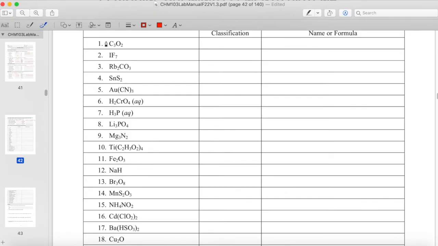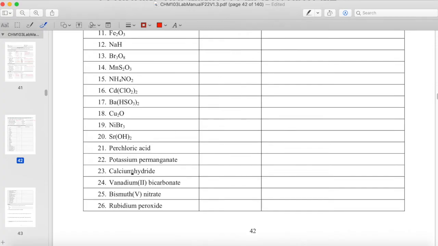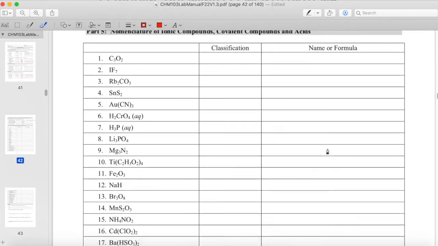And then, if you're given a formula, you write out the name here, based on the rules that you would use for that type of compound. Or for questions 21 onwards, since they give you names, you then have to write out the formula over here. So my advice is to first look at this and ask yourself, do I have any metals in this?